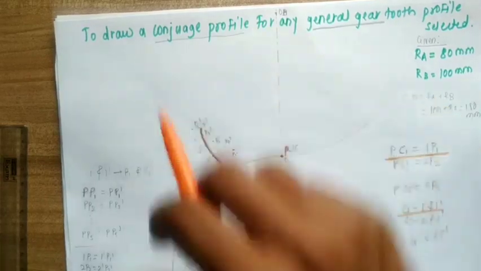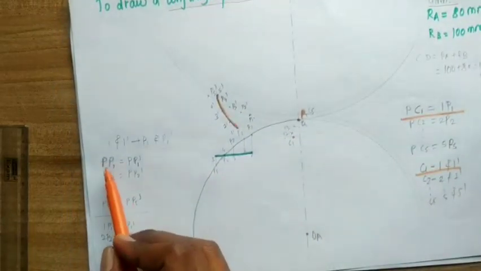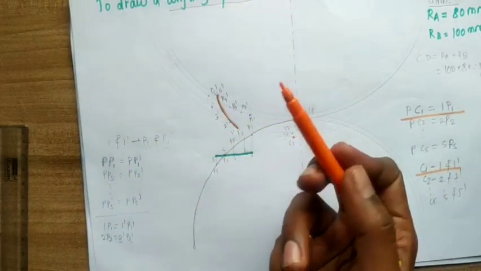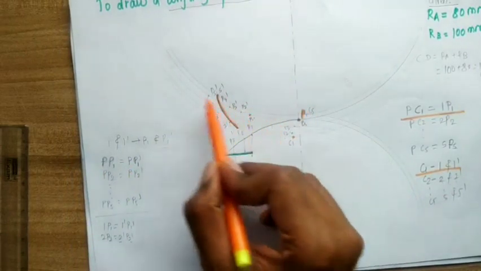I know the P1 distance, then with P as center, cut arcs for P1 dash, P2 dash, P3 dash, P4 dash, P5 dash. And how much distance do I mention here? P1 is equal to P1 dash. P is common. P1 and P1 dash are corresponding points, 1 and 1 dash are corresponding points. So get P1 dash to P5 dash on the P circle.